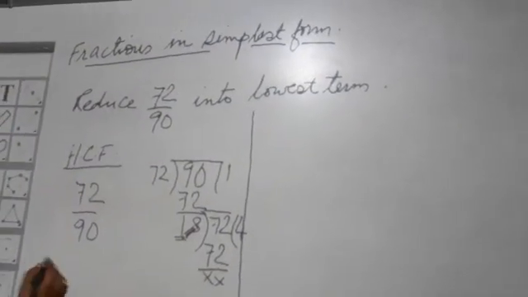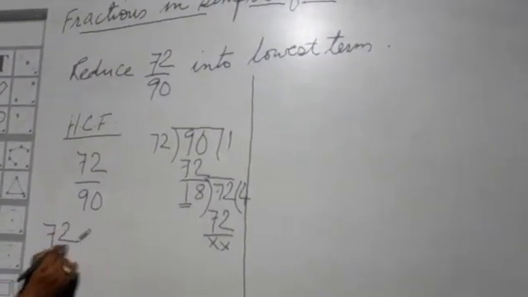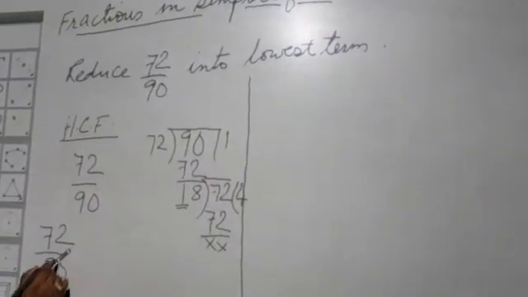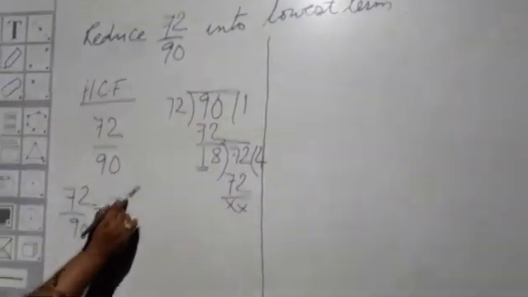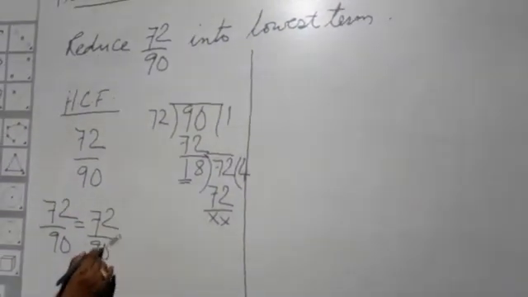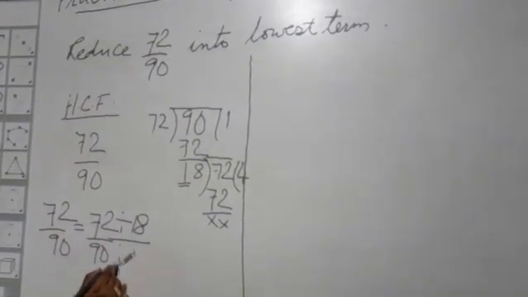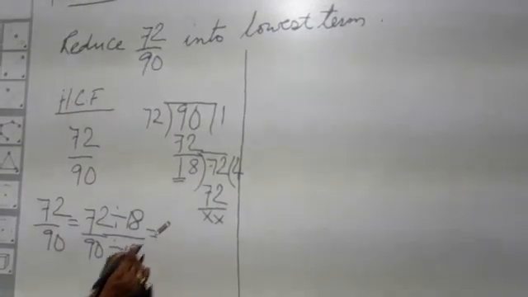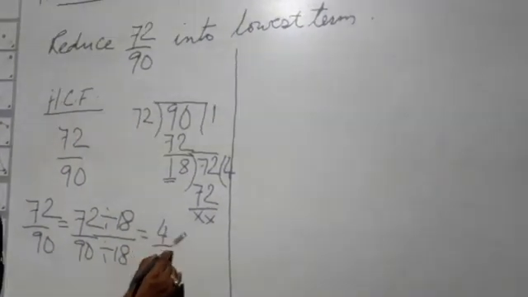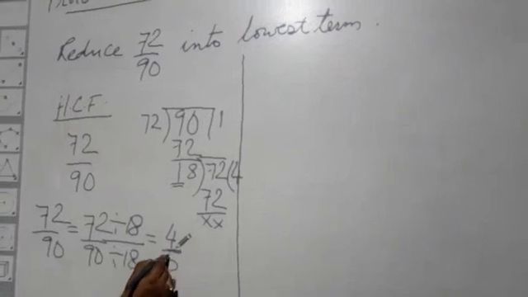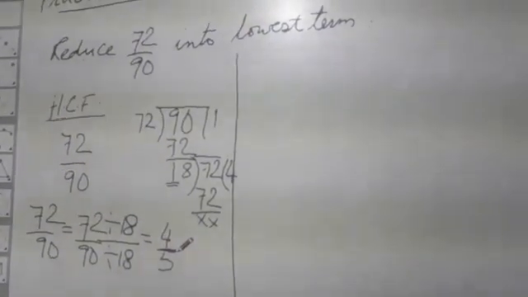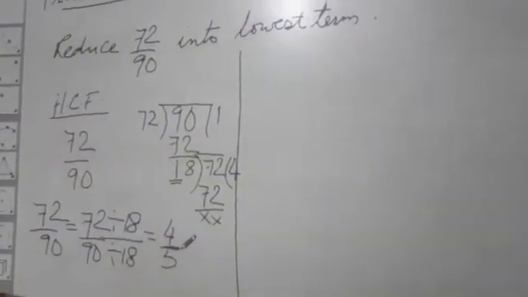So what we do is, 72 by 90 is equal to 72 divided by 18, and 90 divided by 18. This will give 4 by 5. So reducing to the lowest term gives you 4 by 5. This is by finding the HCF. The second method is the prime factorization method.